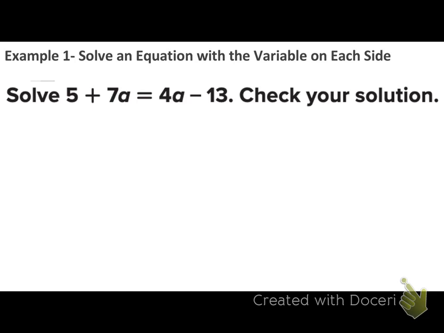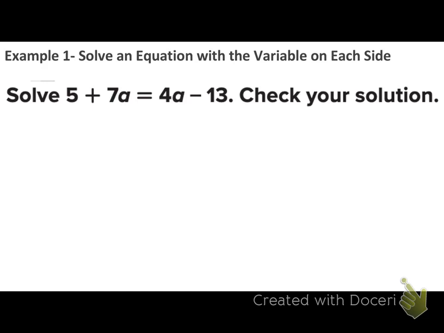I want to get my variables to the same side before I do anything else on this problem. Does it matter which side of the equation I get them to? No, I can get them to the left or to the right. Whatever I do, I've just got to get the constants to the opposite side. I usually like it on the left, but let's do the right. So I want to get all my variables to the right side of the equal sign.